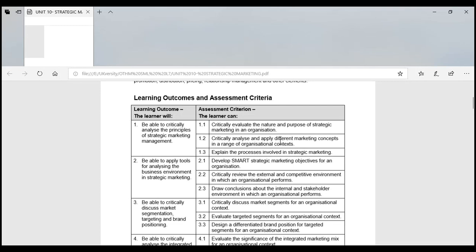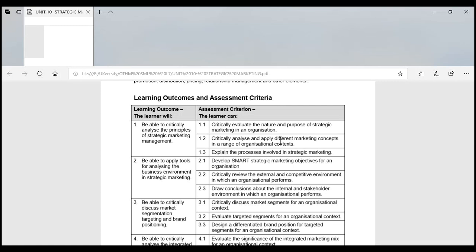In LO1, we discussed what is meant by marketing. We discussed different marketing concepts: the production concept, the product concept, the social marketing concept, the green marketing concept, the marketing concept itself, and the selling concept. All these we discussed during our first lesson.